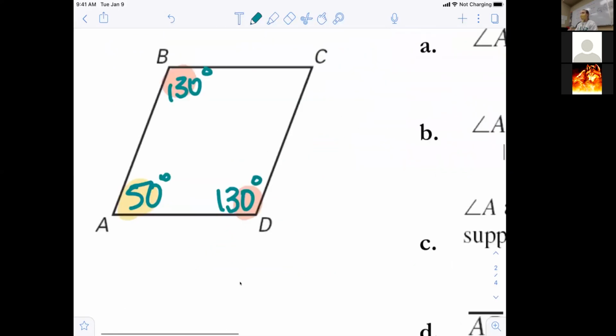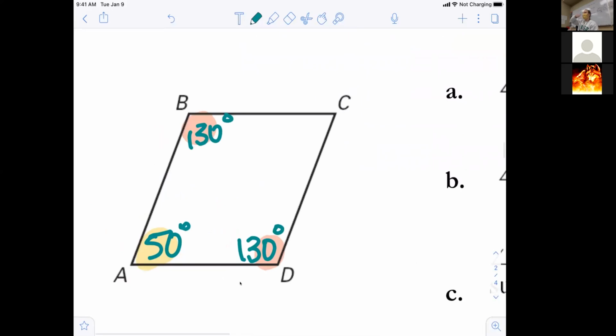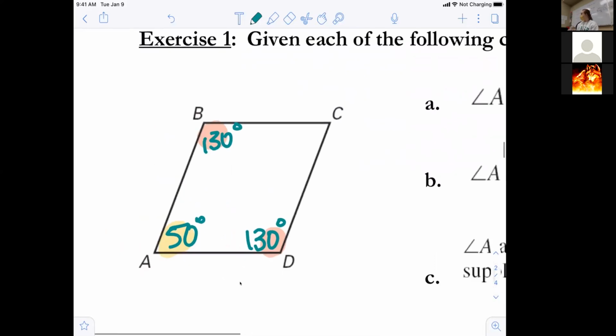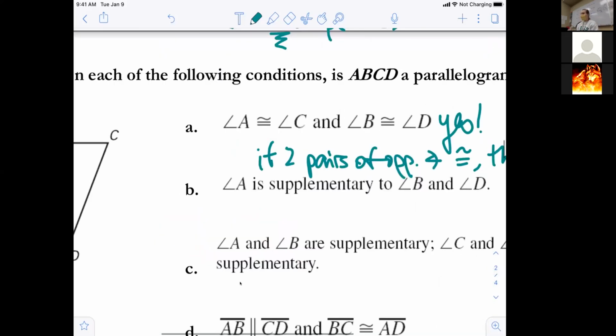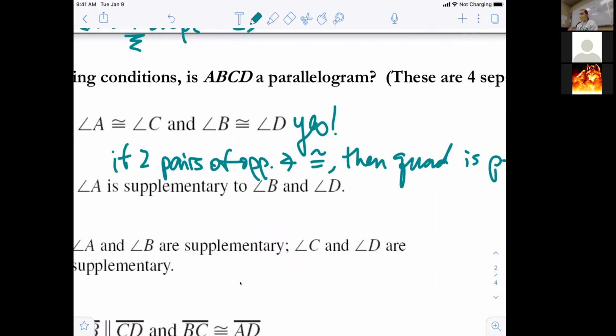Is that enough information to tell me if this is a parallelogram, yes or no? Kamara, tell me what? Yes or no? Perfect. And why? Basically, both of its neighbors, both of its consecutive angles. And which number was that on the front side? Number 3. So Kamara's looking at the third one that we looked at today.